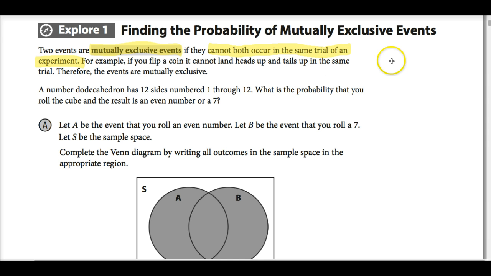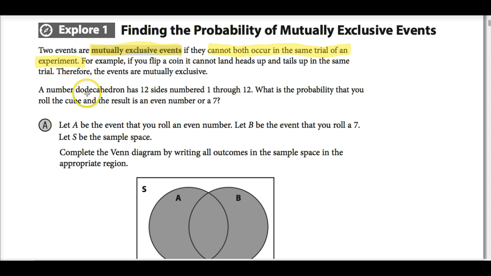Okay, so let's see. For example, when you talk about whether you're a boy or a girl, you cannot be a boy and a girl all at the same time, right? You're either a boy or a girl. So that would be a mutually exclusive event because one doesn't affect the other.